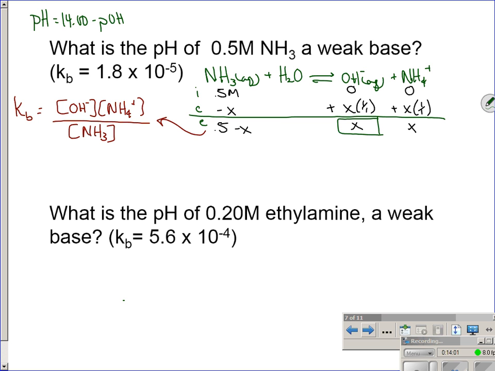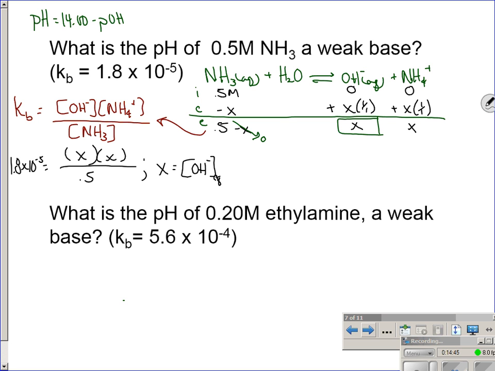Remember that for us, we're going to always say that this change in X approaches 0, and we're going to ignore it. So Kb equals X times X over 0.5. We know that in the problem they told us what the Kb is, and that is 1.8 times 10 to the negative 5. And then we can solve algebraically for the value of X. X is defined as the concentration of hydroxide at equilibrium.